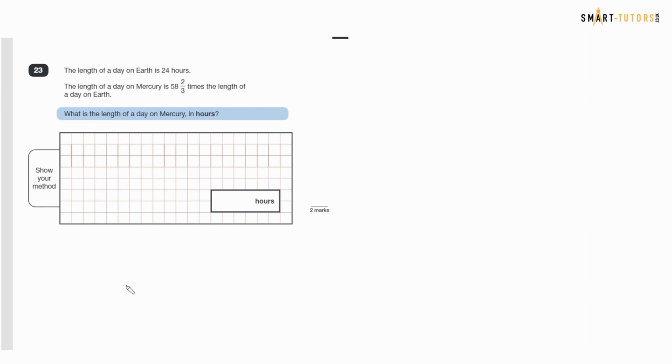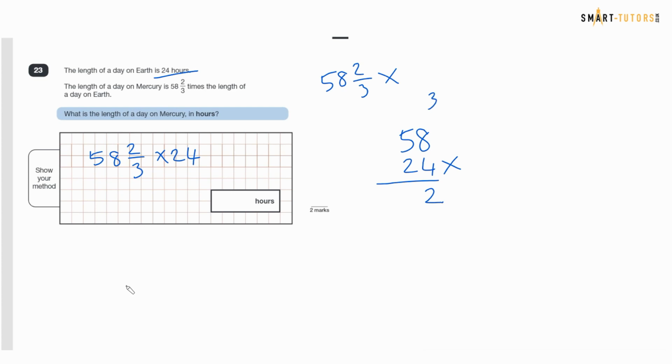The length of a day on Earth is 24 hours. The length of a day on Mercury is 58 2/3 times the length of the day on Earth. What is the length of the day on Mercury in hours, please? So you need to do 58 times 24, which is quite a long multiplication. So you just put the 2/3 to the side. Just do 24 times 58, which is 4 times 8, 2, and then carry the 3. 2 times 8 is 16, and then you add the 3, 19.